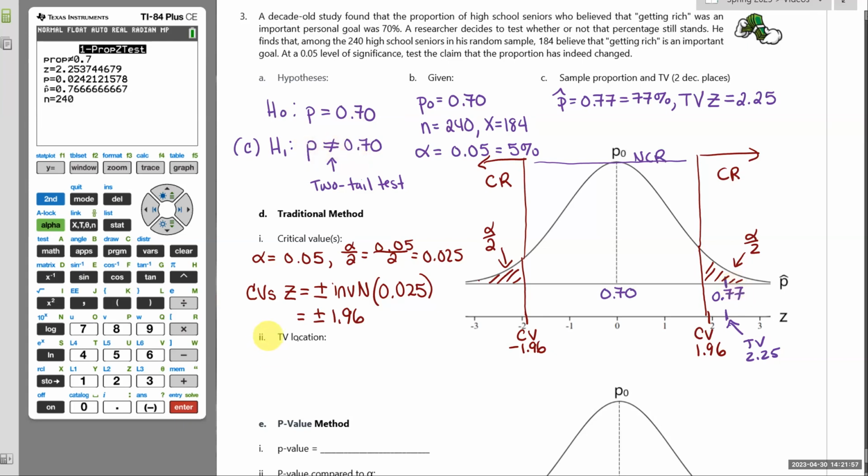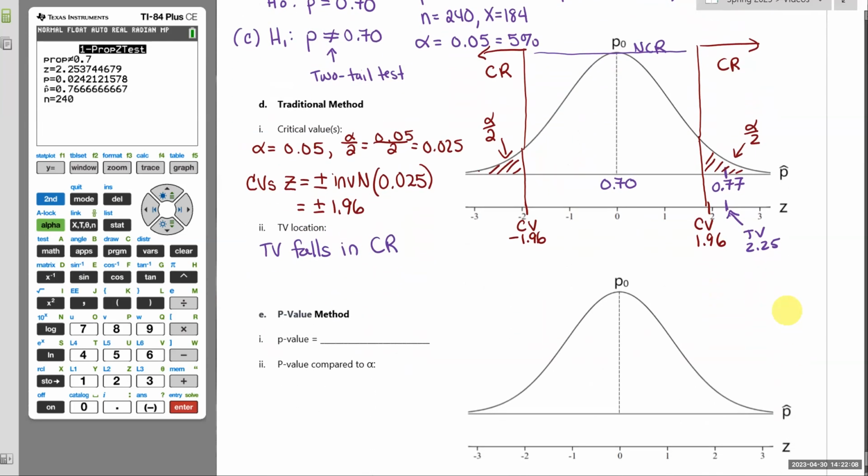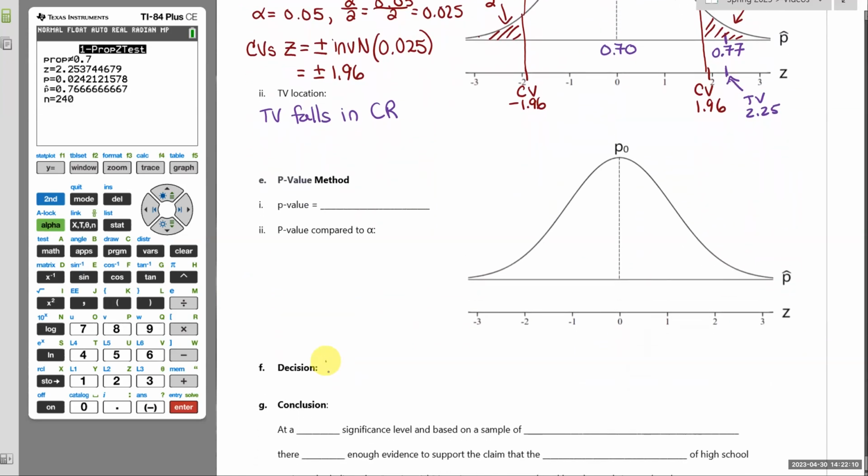In this case, the test value lands in that right tail critical region. So the test value falls in the critical region, which means we do have enough evidence to reject H naught.